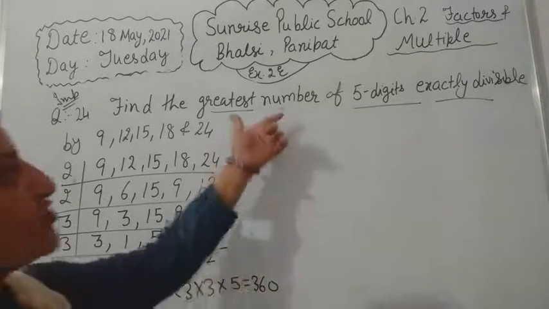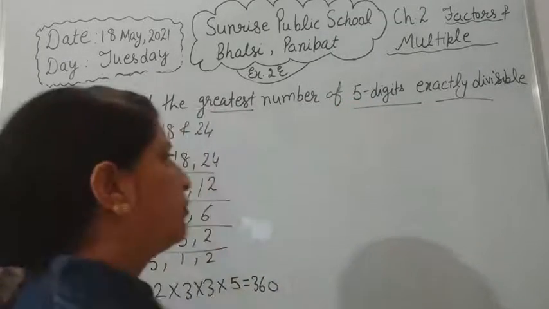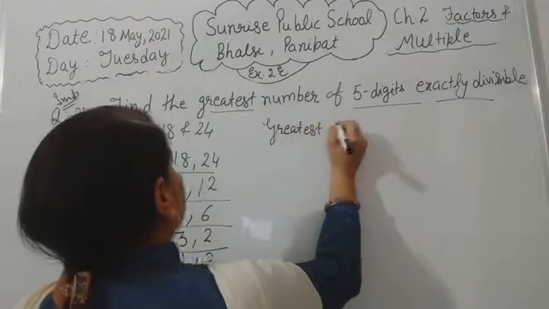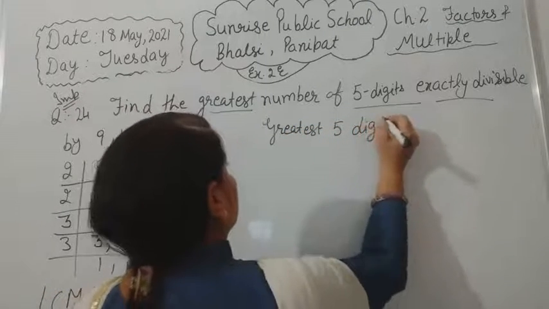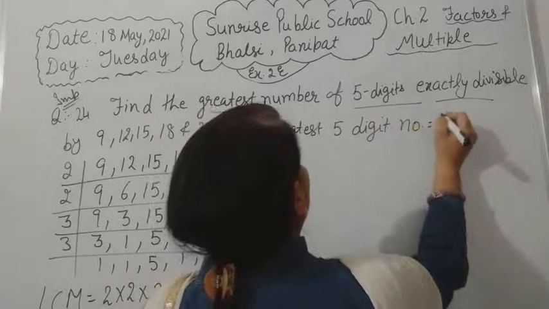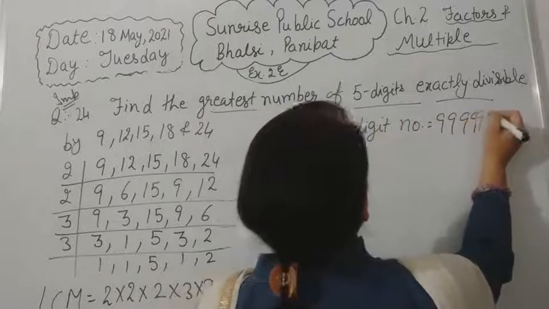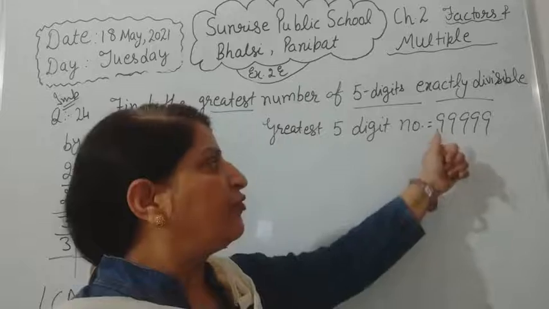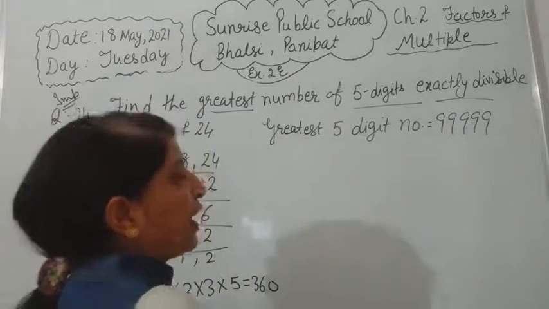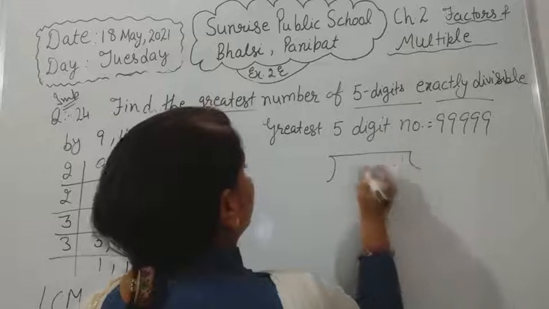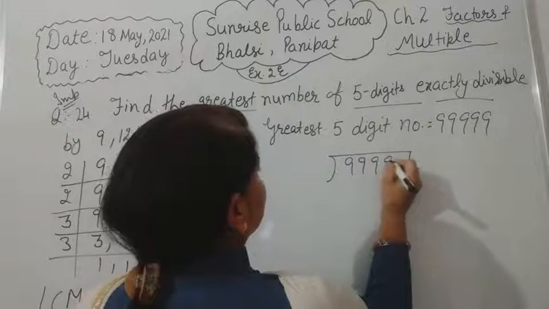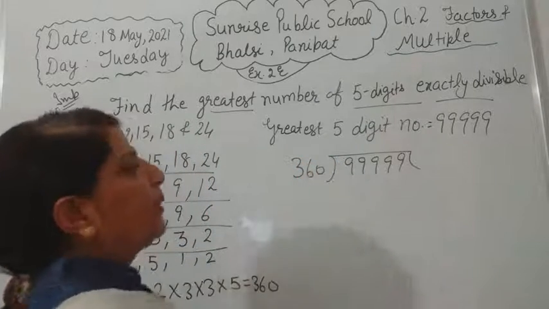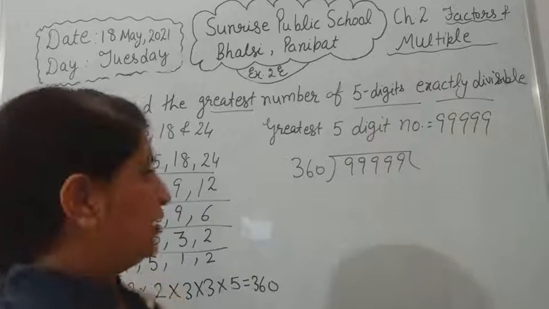Now first of all we write the greatest 5 digit number, that is equal to 9 five times. Because we know that the greatest digit is 9, we have to write the 5 digit number. So here we write 9 five times. Now we have to divide this greatest 5 digit number by their LCM. So we write here 360, and we divide this number by 360.